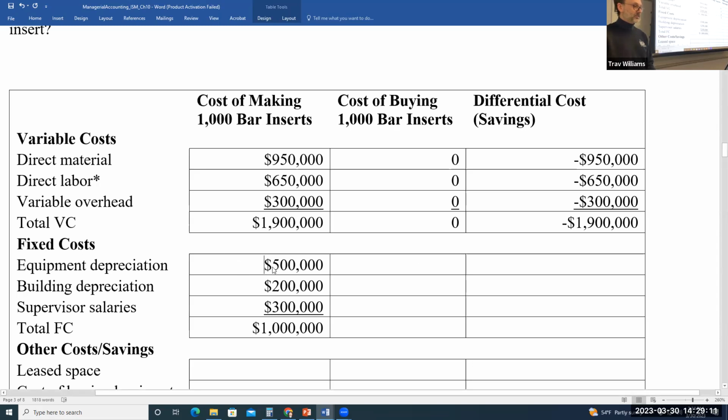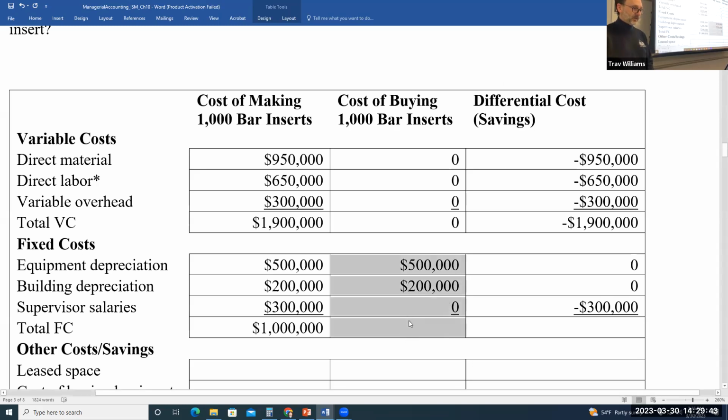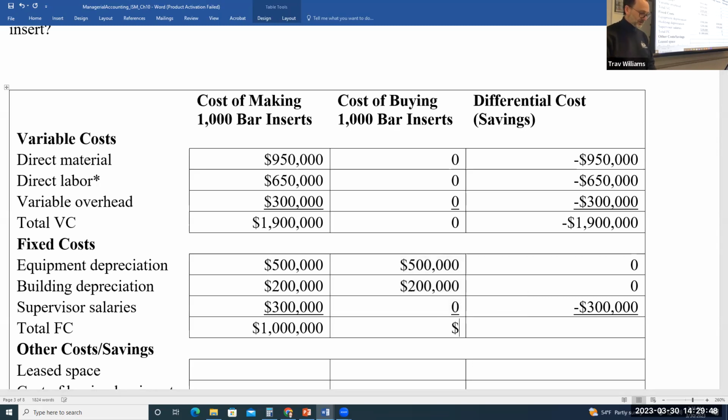If we buy the inserts, we're still going to have the equipment depreciation and the building depreciation. So there is 0 difference in those two costs. However, the supervisor's salaries, remember, are going to get shifted off to another part of the business. So this part of the business is not going to have those supervisor salary costs. And so that's a $300,000 savings if we outsource. So the total fixed costs if we buy the inserts is 700,000.